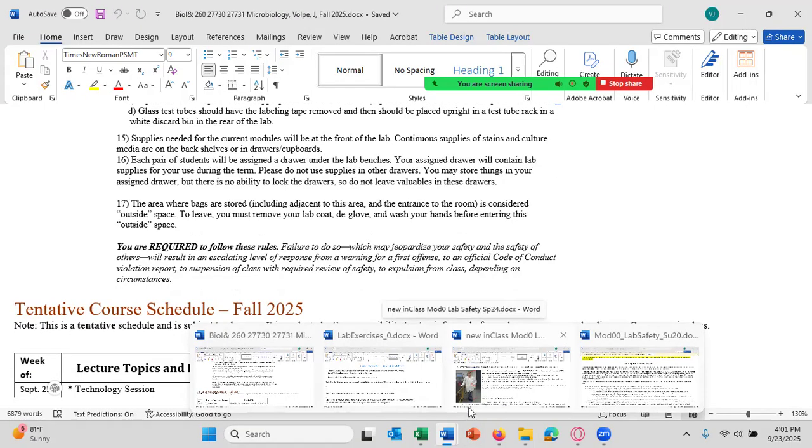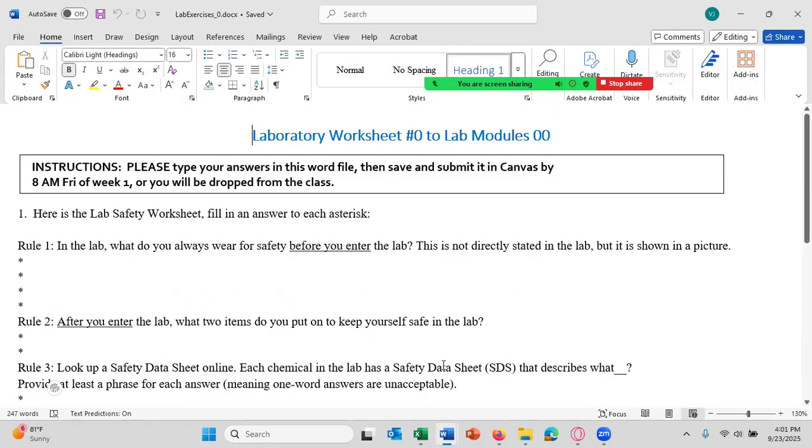All right, let's come to the questions. Here's the lab safety worksheet for Lab 1. Fill in the answers and turn it in by 8 a.m. Friday. Rule 1, in the lab, what do you do? What do you always wear for safety before you enter the lab? This is not directly stated in the lab, but it is shown in the picture.